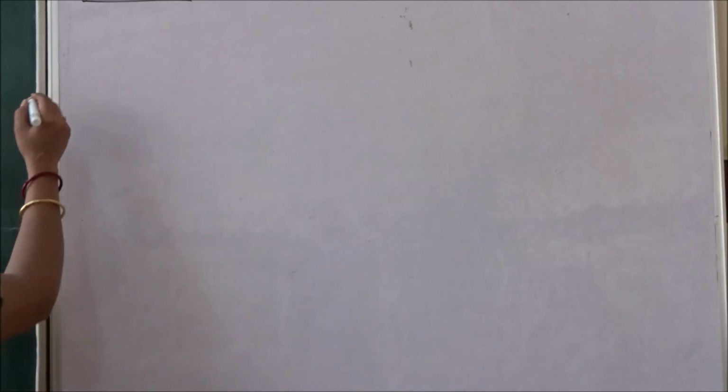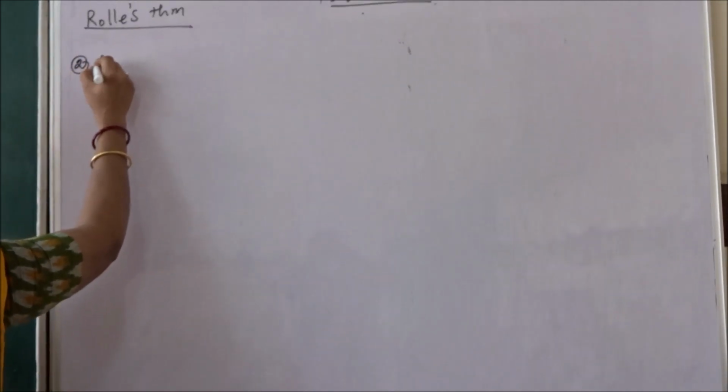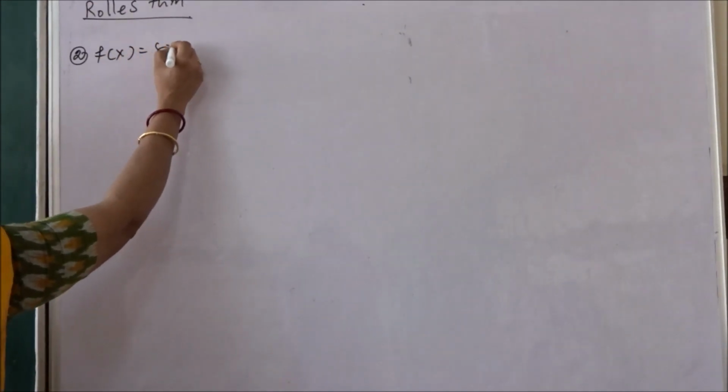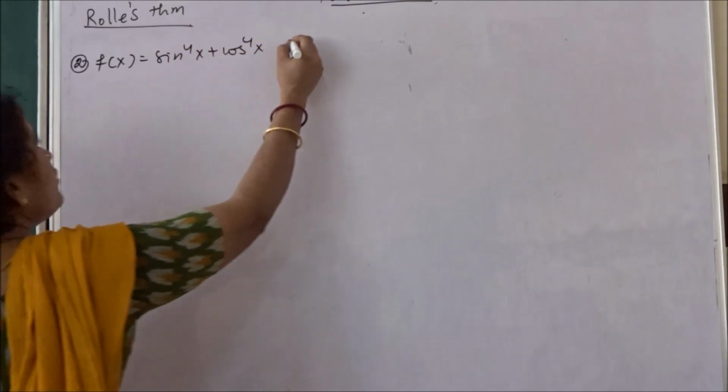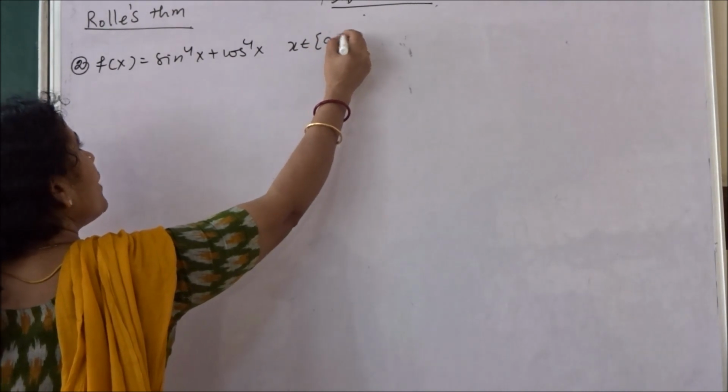Now see another question, example number 2. The function is given: f of x equal to sin power 4x plus cos power 4x, where x belongs to the closed interval 0 to pi by 2.